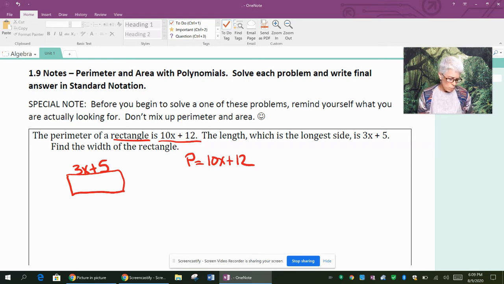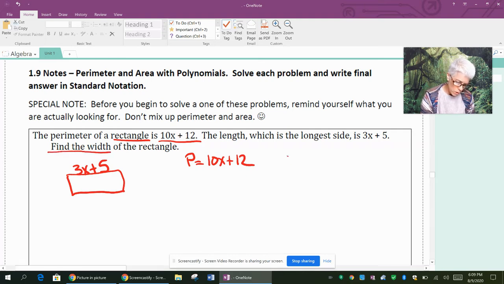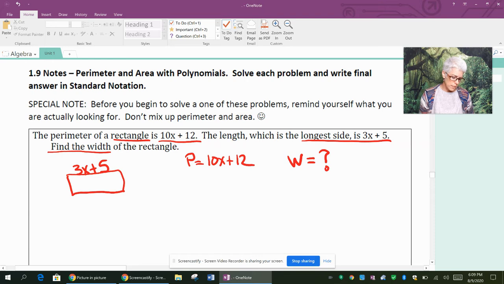So now, here's what it asks you for: find the width. So we want to know what the width is. We know what the length is, 3x plus 5. So let's see what we know about a rectangle. I know that this is also going to be 3x plus 5. And so I know that 3x plus 5 and 3x plus 5 will give me part of the perimeter. So let me just go ahead and add that up, because I know that to find the missing side, I need to subtract what I already know. So 3x plus 5, 2 times is 6x plus 10. So I'm going to go ahead and take that away from the total perimeter, and then I'll be left with the width. So I'm going to subtract the whole thing.